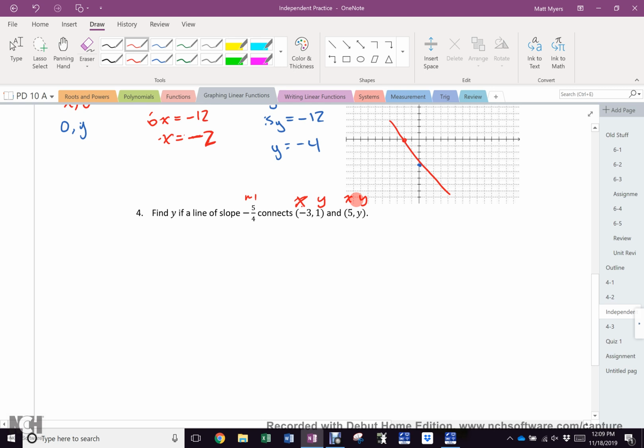There's 2 x's and 2 y's. What do I do? I label them. Now, I am going to label them counterintuitively, which means I am going to say that this first x I see is x2, which makes this y what? Y2, which makes this x what? And this y? 1.